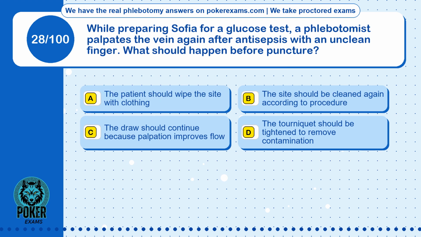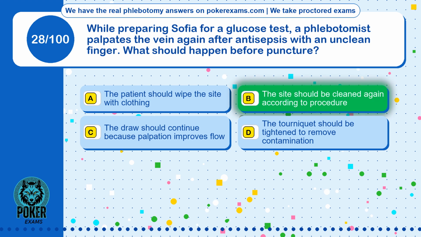Question 28. While preparing Sophia for a glucose test, a phlebotomist palpates the vein again after antisepsis with an unclean finger. What should happen before puncture? Option A. The patient should wipe the site with clothing. Option B. The site should be cleaned again according to procedure. Option C. The draw should continue because palpation improves flow. Option D. The tourniquet should be tightened to remove contamination. The correct answer is option B.